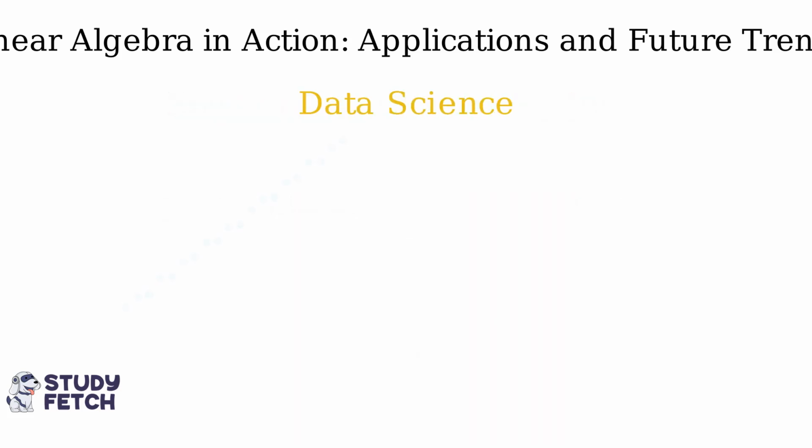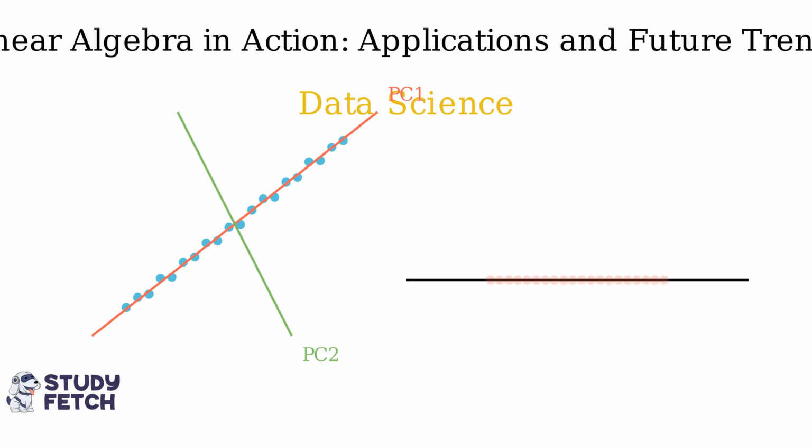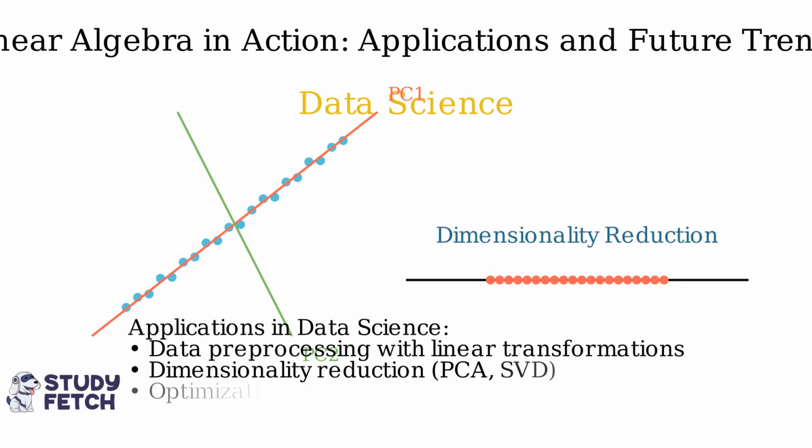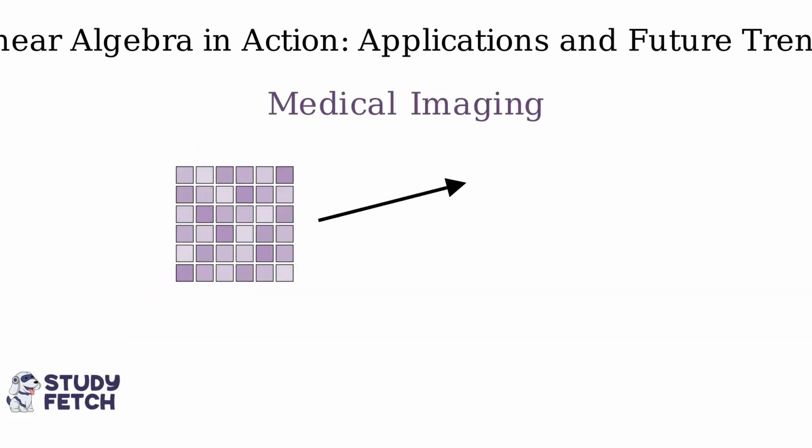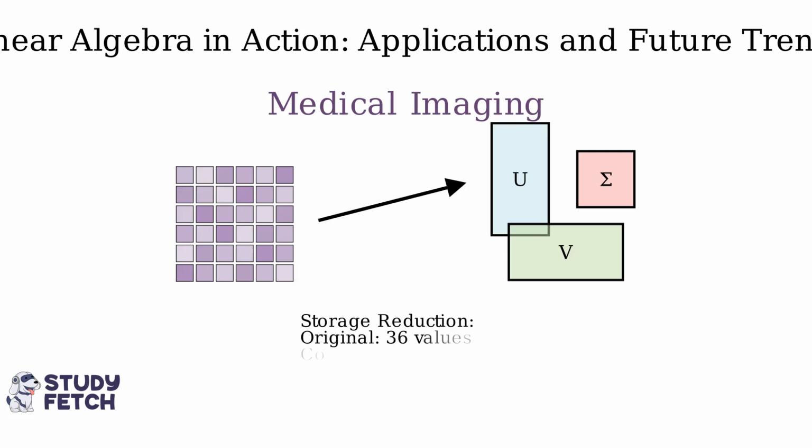Data science leverages linear algebra extensively. One key application is dimensionality reduction through techniques like principal component analysis, which reduces the number of variables while preserving important relationships in the data. In medical imaging, linear algebra enables efficient compression of clinical images through singular value decomposition. This reduces storage requirements while maintaining critical diagnostic information.